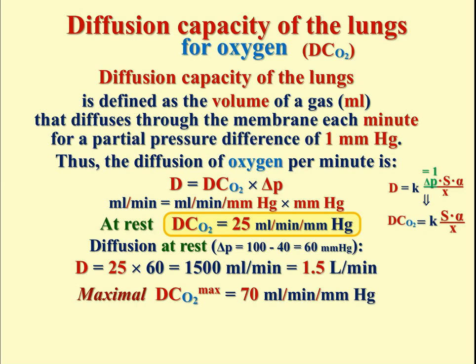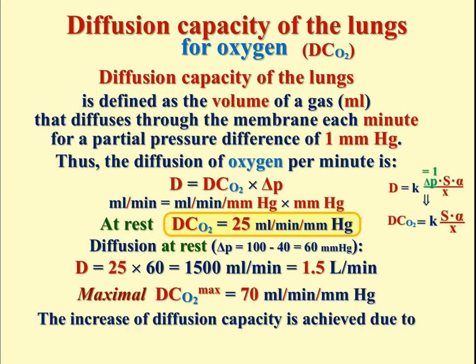Maximal diffusion capacity also is known. They say it's between 65 and 70. So let's say maximal is 70 milliliters per minute. Of course, not any person may reach this value, but for humans it's possible for a trained person. And how does this increase occur? You see, it's not achieved due to the difference of pressures, because the pressure difference for diffusion capacity is always 1 millimeter. So for 1 millimeter, it doesn't make a difference.